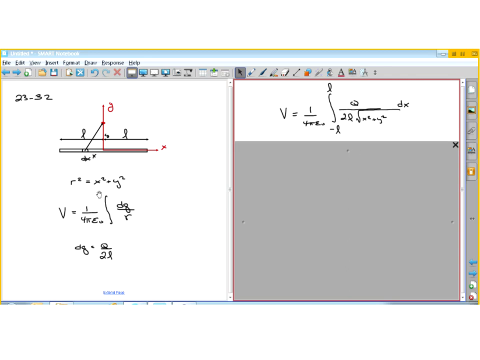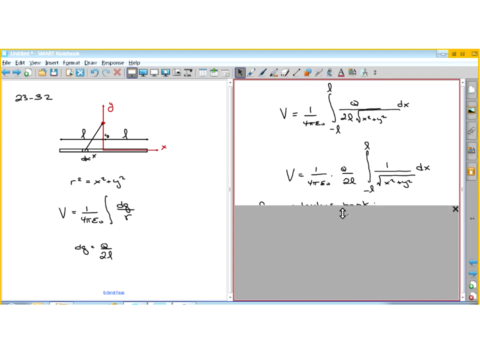So in this integral, we have 1 over 4 pi epsilon 0, and we integrate from negative L to positive L. dq is Q over 2L, so that part is dq, and this part is r. Now y is considered a constant, L is a constant, Q is a constant for each calculation. So we can take those three things outside. We can't take the x out because it's grouped with the y squared in this square root. So once you've taken Q over 2L out, you have that, and this is our integral.